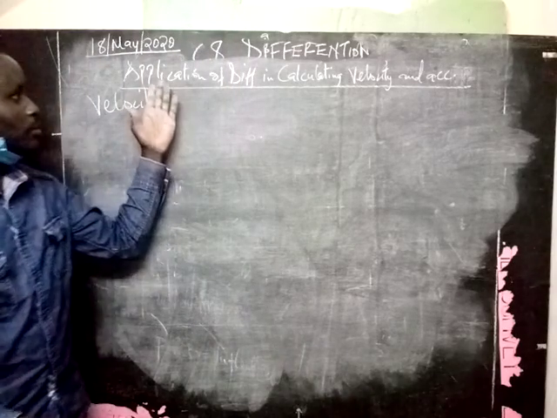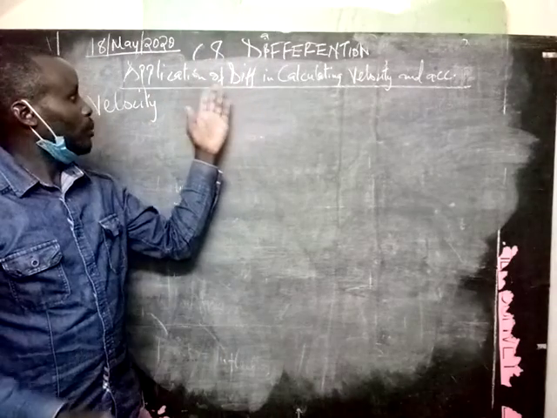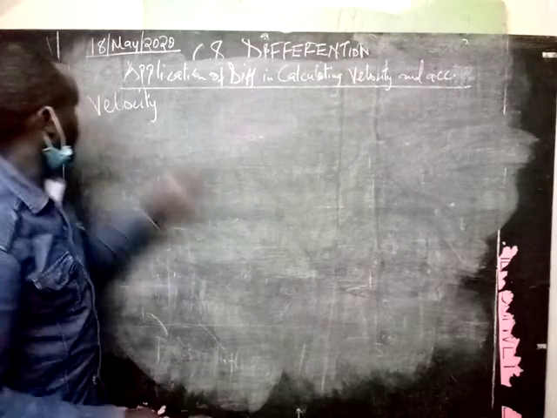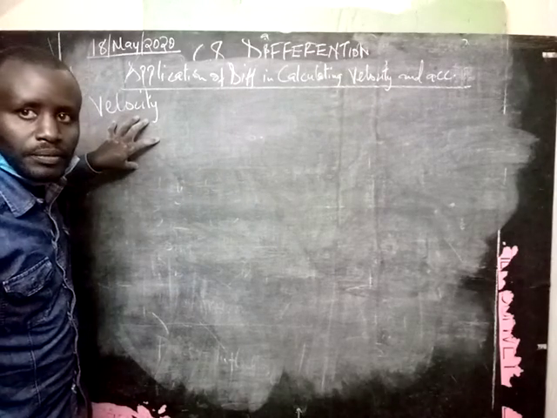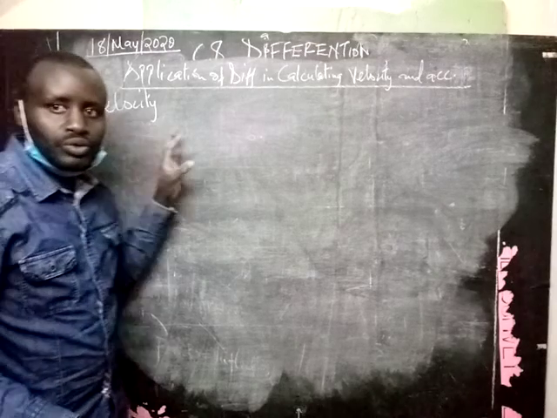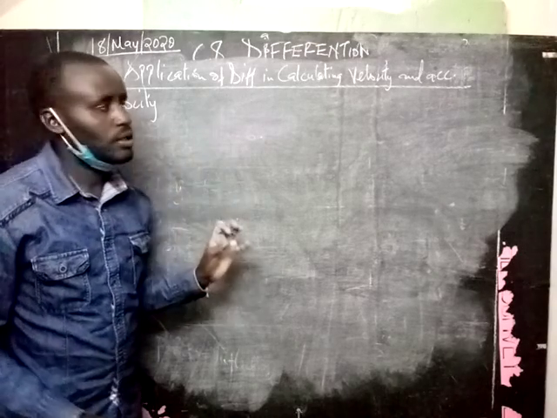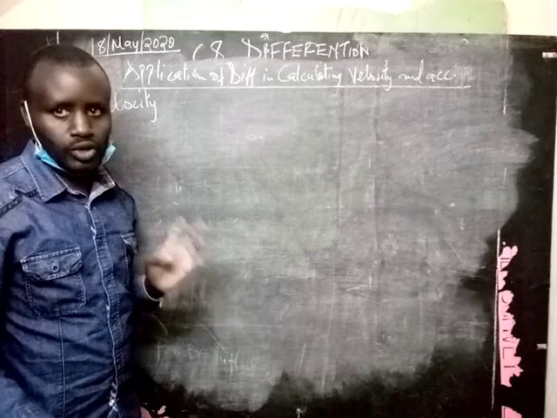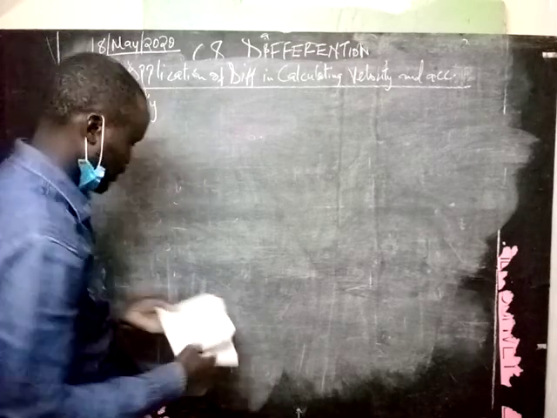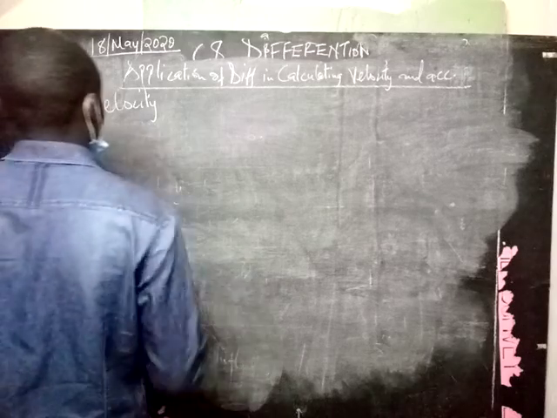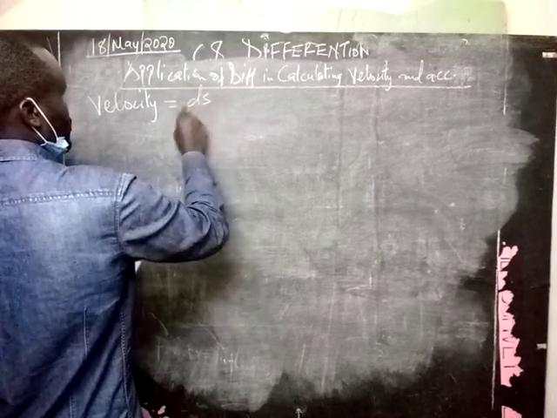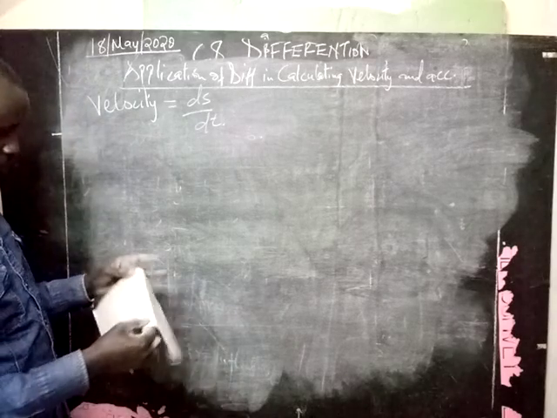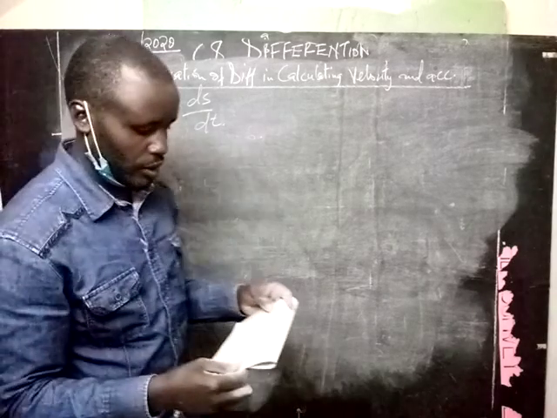We want to find the application of differentiation in calculating velocity and acceleration, and we are going to start with velocity. When we want to find velocity, we are going to differentiate displacement with respect to time. So in finding velocity, we are going to say ds over dt. So consider this question: displacement.